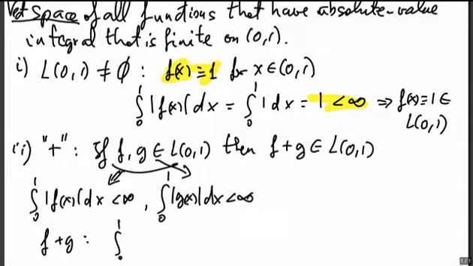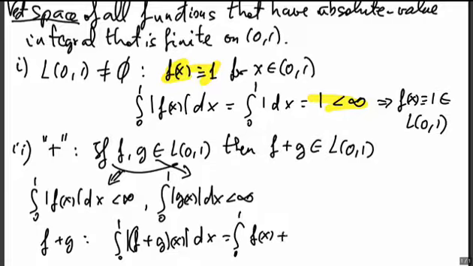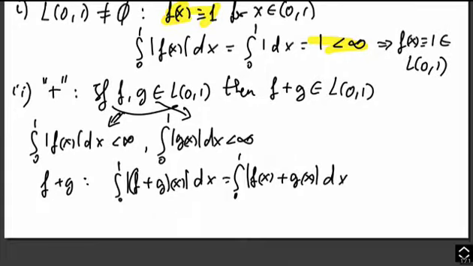The integral from 0 to 1 of the absolute value of f plus g of x, the new function, the sum function. But then the way we evaluate a sum function is that we add them together at every x. So this is absolute value of f of x plus g of x. We're supposed to show that this is finite, less than infinity.